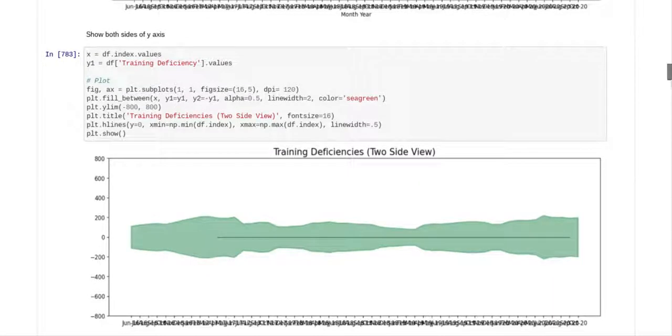So now what we've done is we've taken this data and we're just representing it another way. So we're showing it on both sides of the axis. Since all of the data was positive, we were able to show it on both sides of the axis. So this is just a different representation of the data.